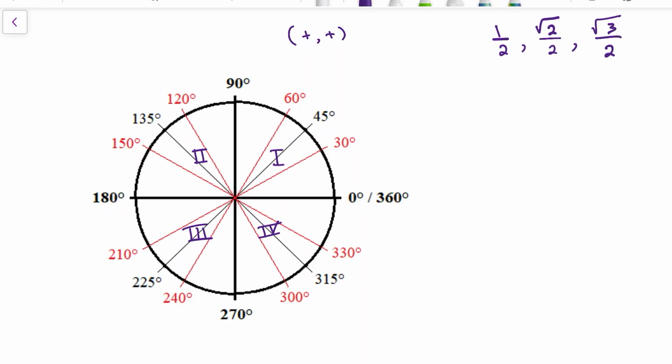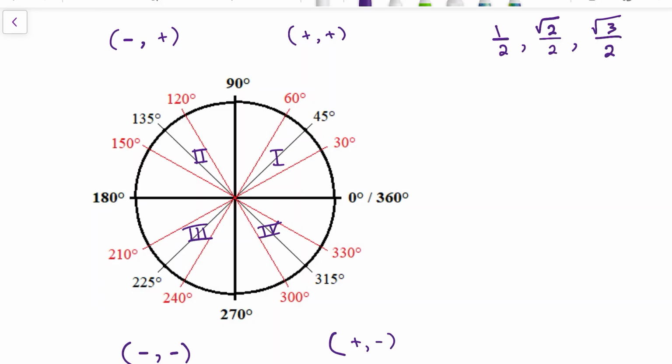On the second quadrant, we have a negative cosine and a positive sine. On the third quadrant, we have all negative, so both negatives. And on the fourth quadrant, we have a positive cosine and a negative sine.